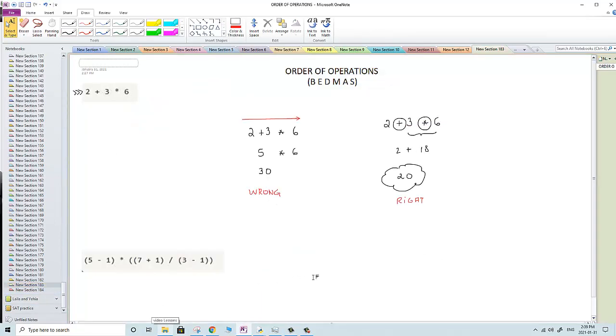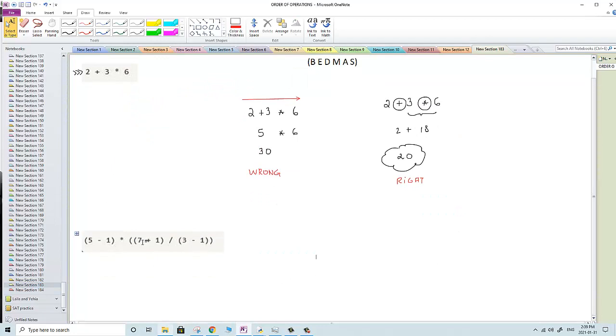Now, what about the brackets? If I have something like this, I can give it to Python and ask, Python, can you give me the answer? Python right away will check the brackets first. But which bracket will Python start with? For sure the inside bracket. So we start from inside to outside.